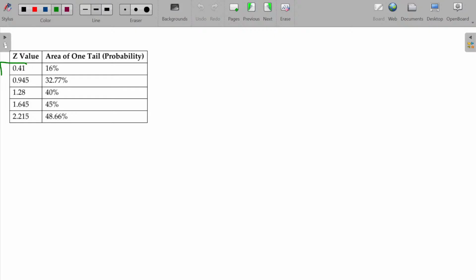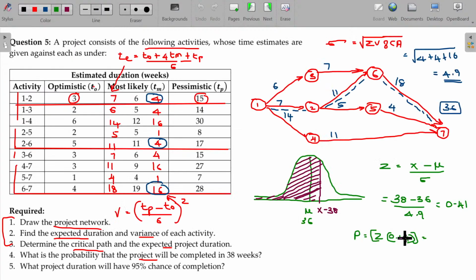So what's the value? One tail probability is 16%. One tail probability means this 16 is from here to here. You know that from here to here is always 50 percent. So now the total probability is 66 percent. You have the chance to meet the due date 66 times, or 66%, if the cutoff date is 38.